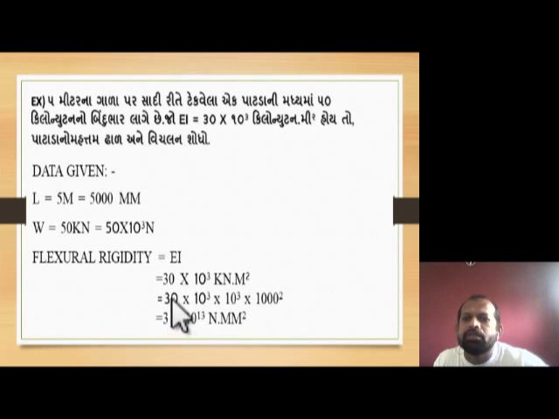So it is equal to 30 into 10 raised to 3. Kilonewton is converted into Newton, so it is 10 raised to 3 Newton. Also meter square is converted into millimeter square. So meter is converted into millimeter, that is 1 meter is equal to 1000 millimeter. So 1 meter square is equal to 1000 square millimeter square. By multiplying these four terms we get 3 into 10 raised to 13 Newton into millimeter square.